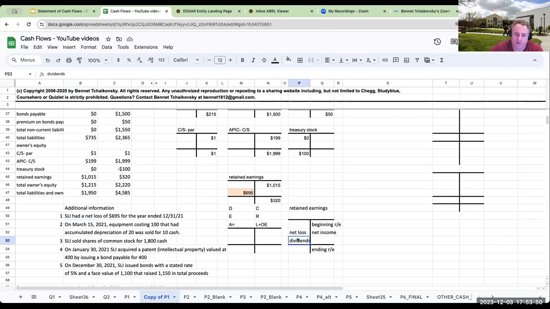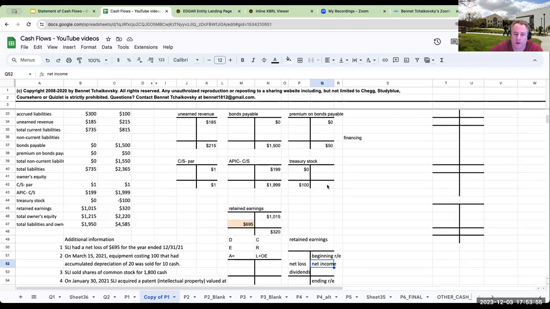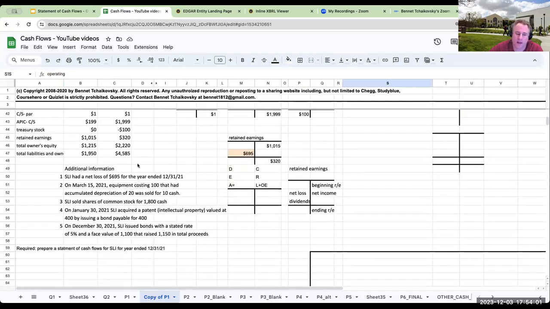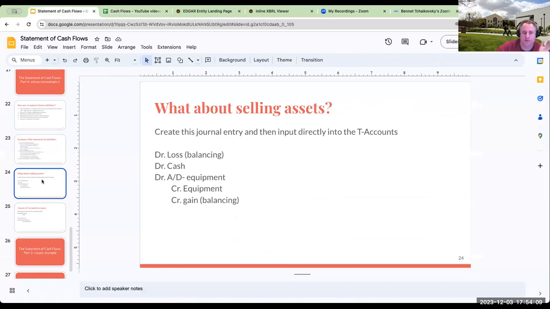Okay. We don't have any dividends in this case. Normally we might have some net income, but in this case we had a net loss. So this would show as a credit in the operating section to cash. Okay. Now, we had equipment that we went through and sold. This is one of the special exceptions when we're selling equipment. When we sell equipment, we have to prepare this journal entry, right? Why is that so important? Because if we don't prepare this journal entry and post it, it's not going to go well.